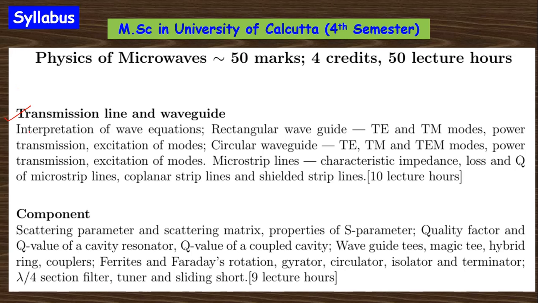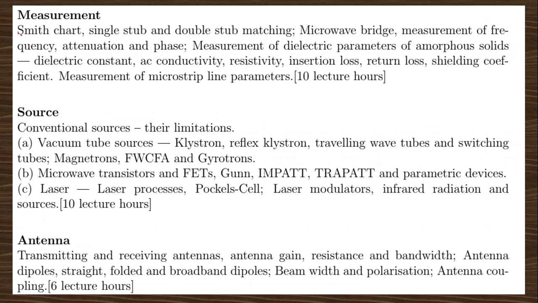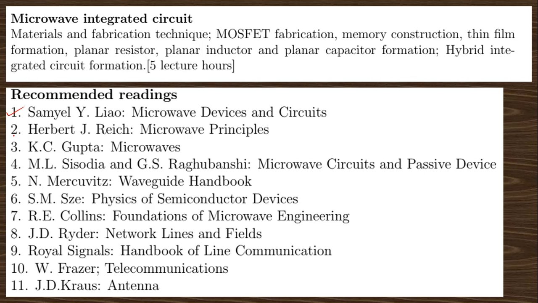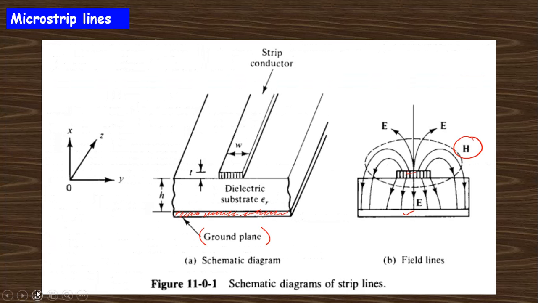The transmission line and waveguide components were already covered, and finally in the measurement part, in the first part we covered this one, in the second part this portion, in the third part this portion, and in this fourth part we want to discuss the measurement of the microstrip line parameter. In the next class we will cover the rest. So let's start with this, and this is the recommended book, you can refer to it.